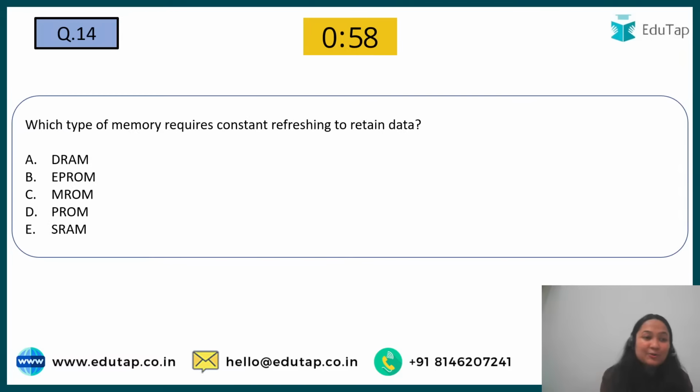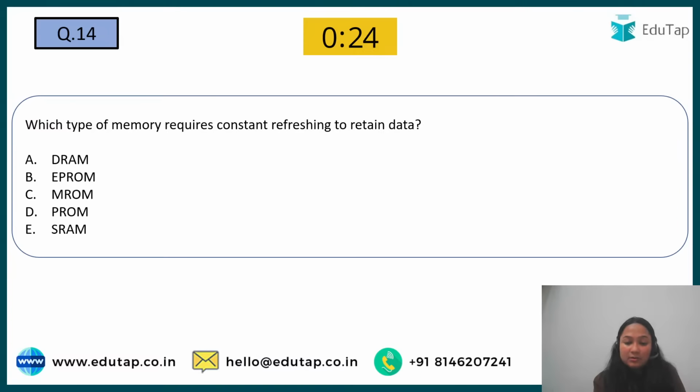Okay, so in the 14th question you will have to tell me which type of memory requires constant refreshing to retain data. If you don't refresh it, you lose the data. So here you will have to tell me, is it DRAM, is it EPROM, is it MROM, is it PROM, is it SRAM? Very easy it is.